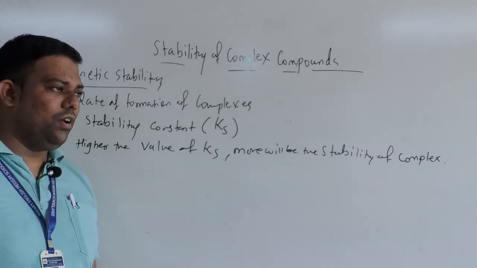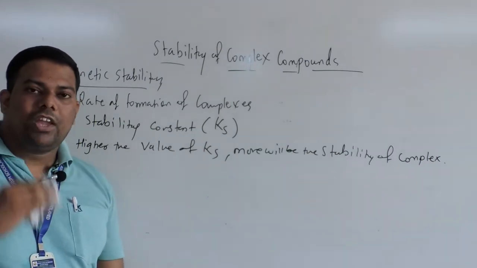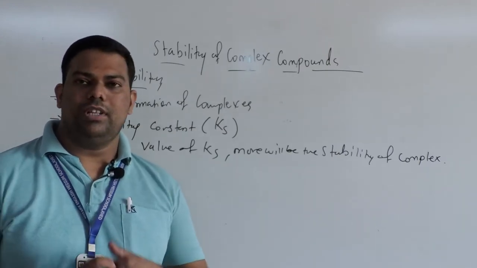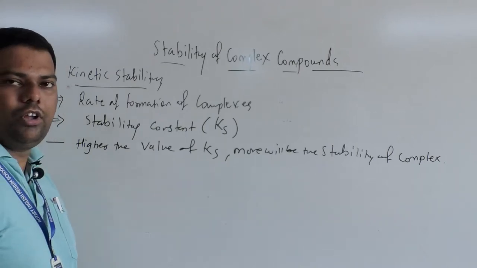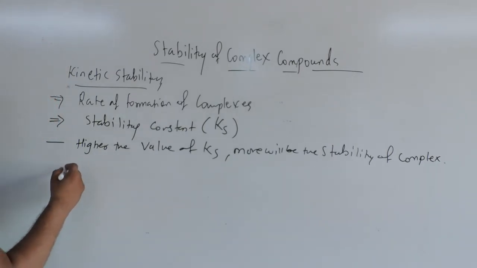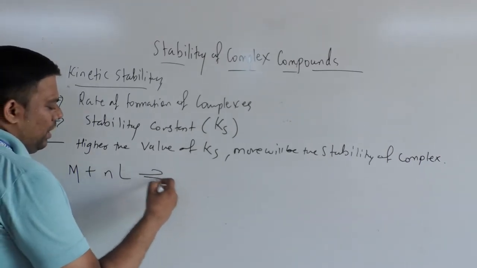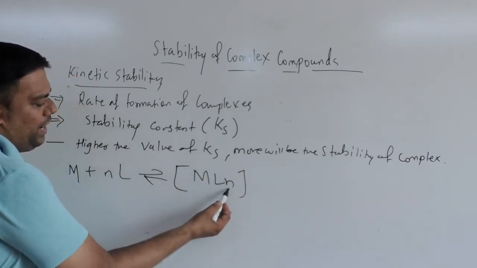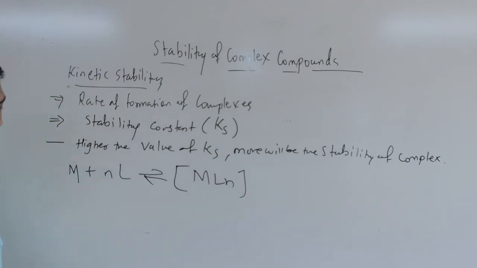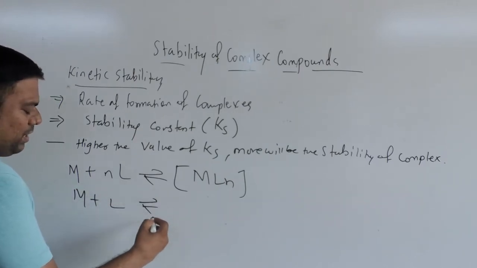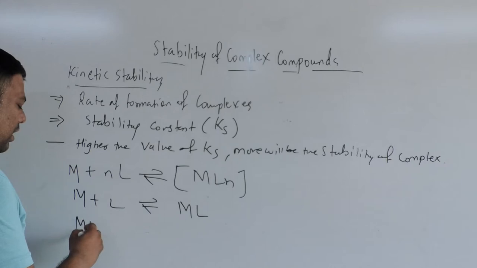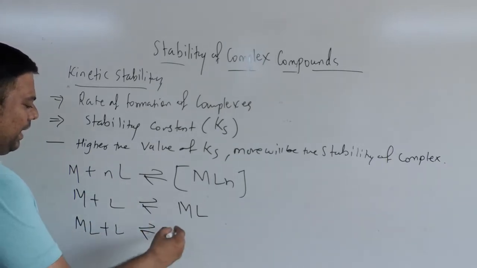Now here in general we will represent the metal as capital M and the ligand as capital L. Now we will write some general reactions on the basis of metal plus ligand. When metal plus n ligands react, you get a reversible reaction, whether octahedral or tetrahedral, where n is the number of ligands. Next, M plus L gives simply ML.